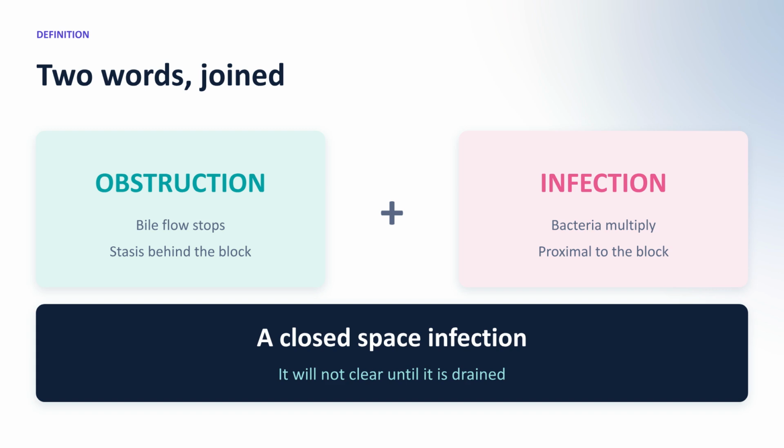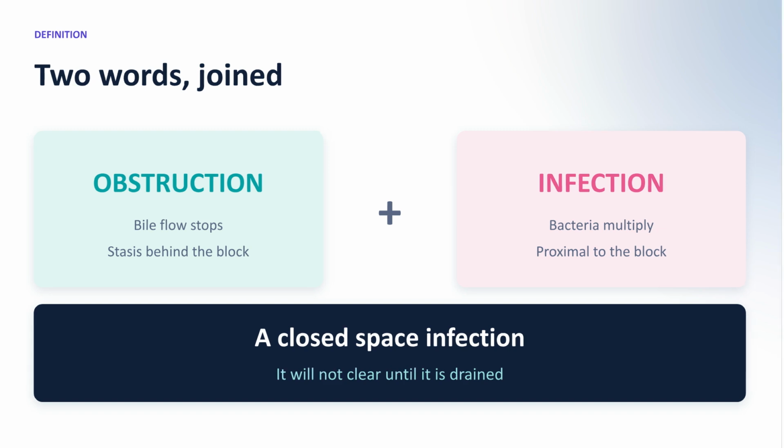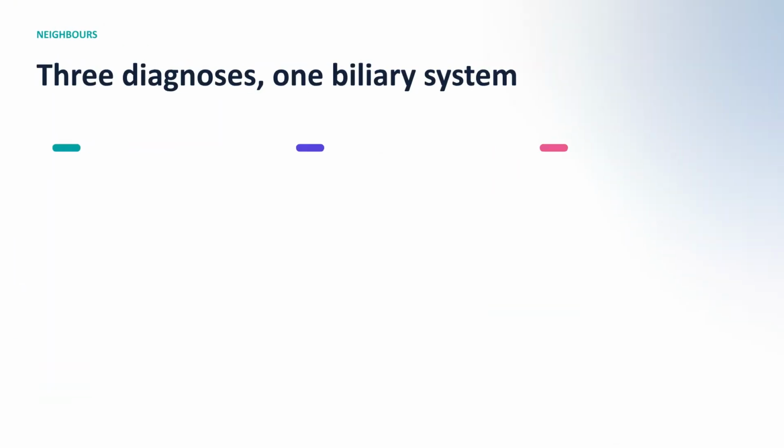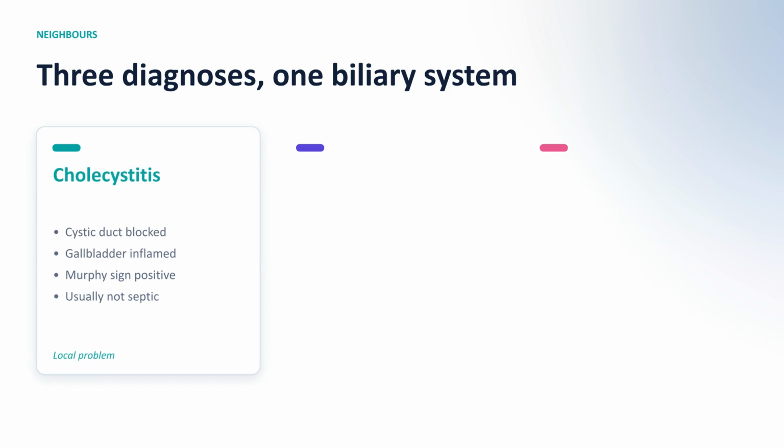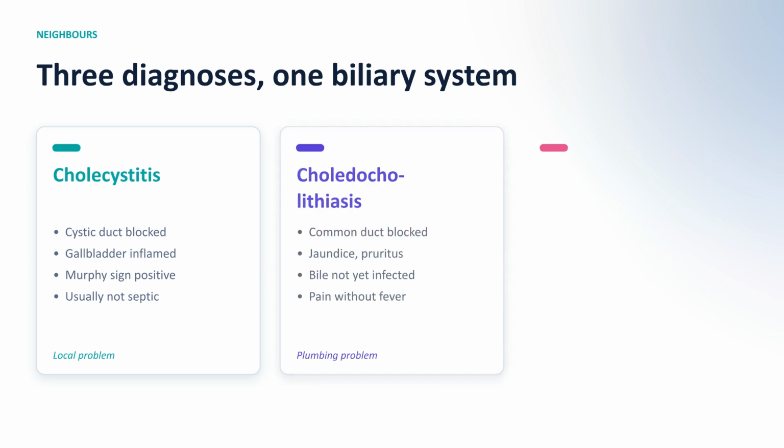The tests you order, the antibiotic you choose, and above all, how quickly you get the duct open. Let us separate 3 diagnoses that live in the same anatomy. Cholecystitis is a stone stuck in the cystic duct. The gallbladder inflames. The patient hurts. The Murphy sign is positive, but the systemic picture is usually mild.